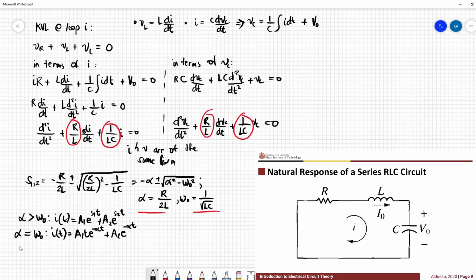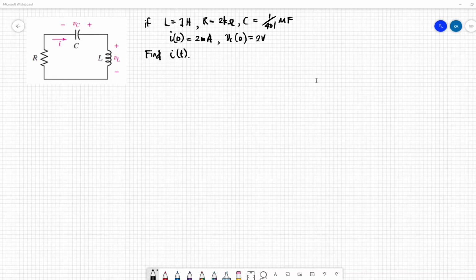Now for the last case, the underdamped case, where alpha is less than omega naught, the expression for i(t), for example, is e to the negative alpha t times the quantity B1 cosine omega d t plus B2 sine omega d t, where omega d is just equal to square root of omega naught squared minus alpha squared. So let's have our first example.